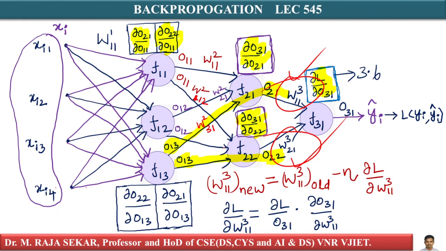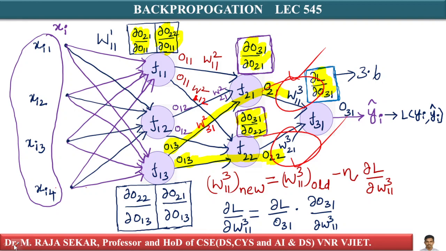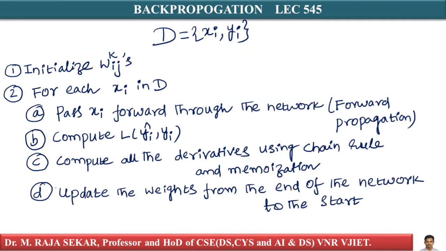So what is happening here? First my third layer weights get updated. What are my third layer weights? Third layer weights are W311, W312, isn't it? First my third layer weights get updated, then my second layer weights, then my first layer weights. In this whole process we are using chain rule and memoization.